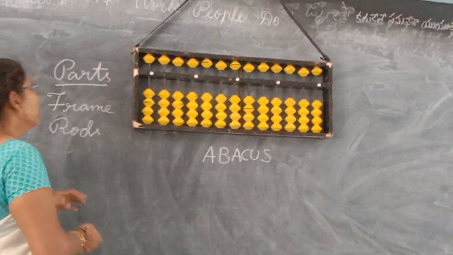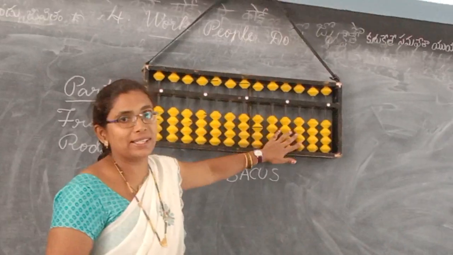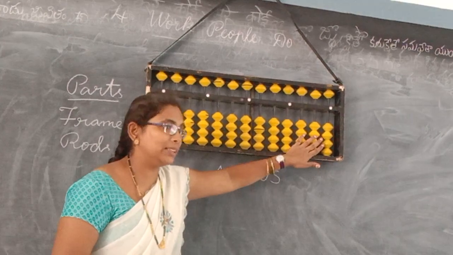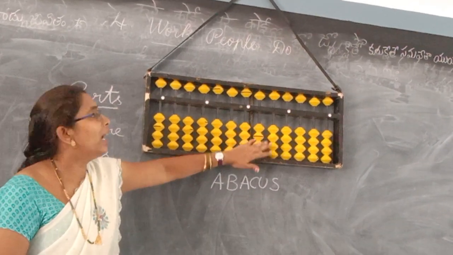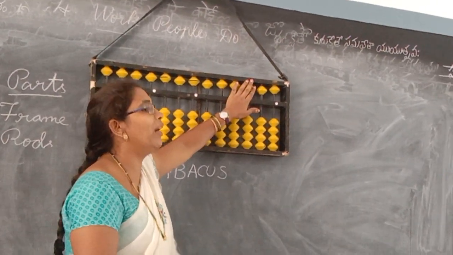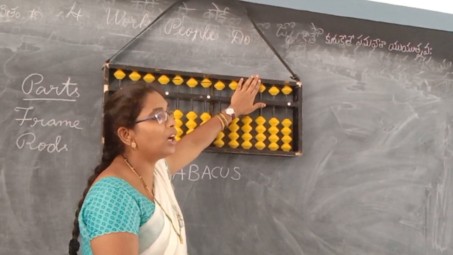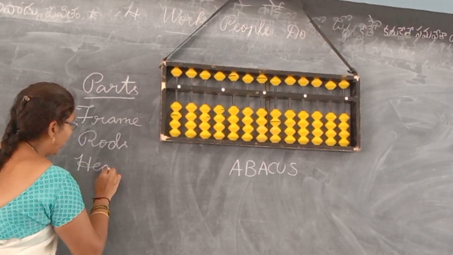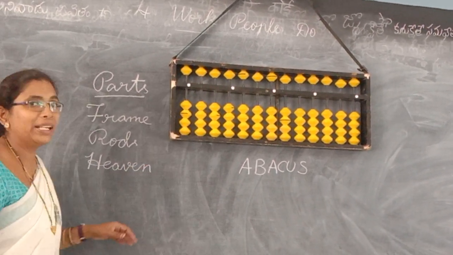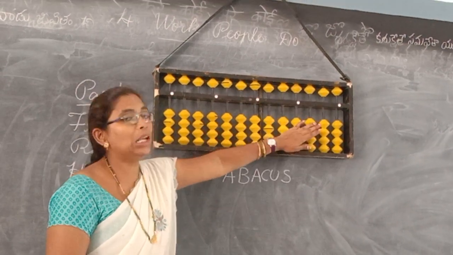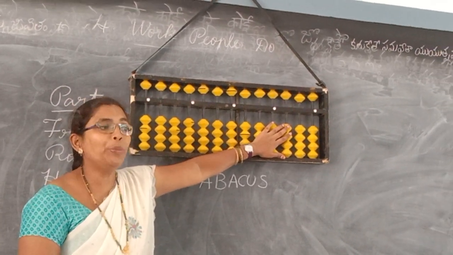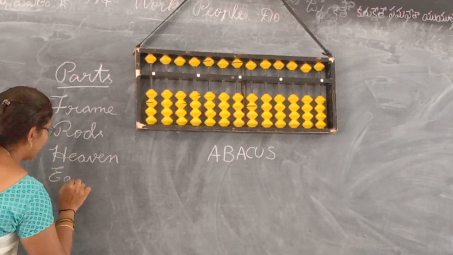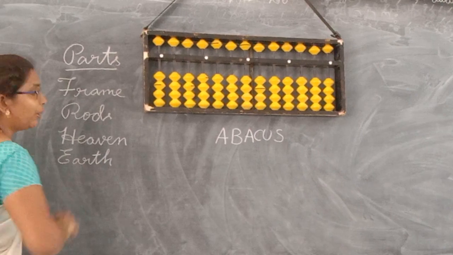Understand? Now see, it is divided into two parts, upper part and lower part. The upper bits are called heaven bits, and the lower bits are called earth bits.